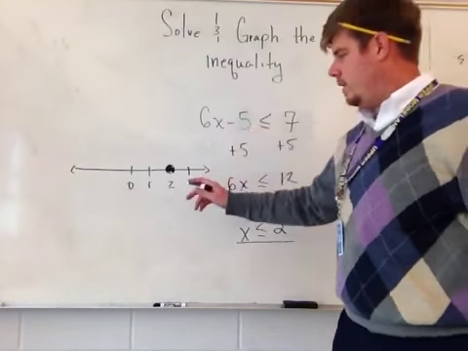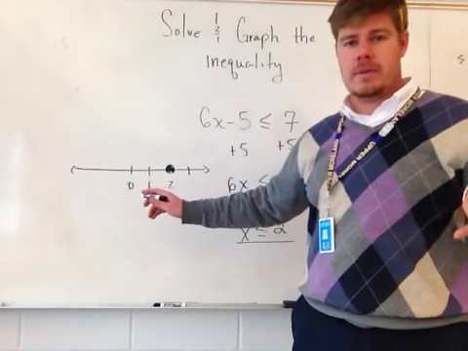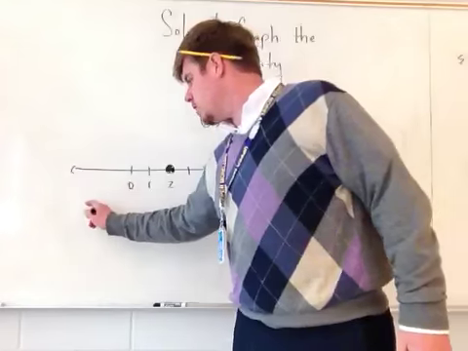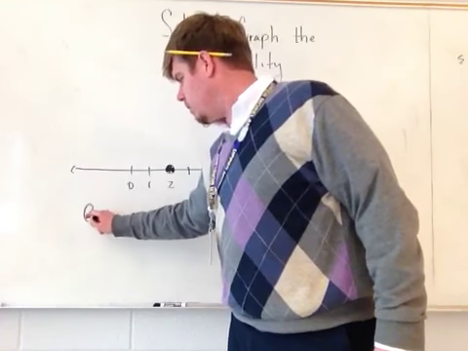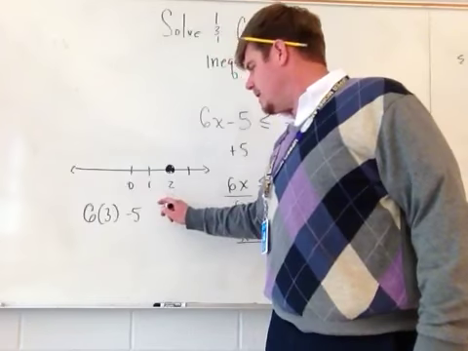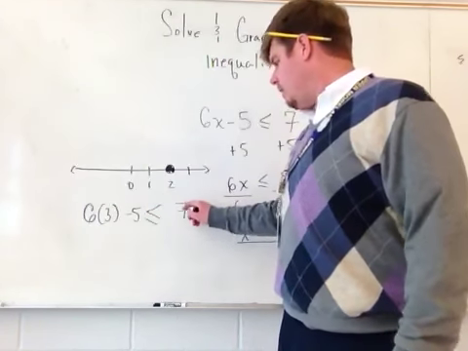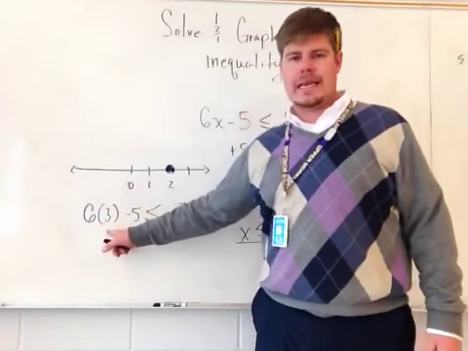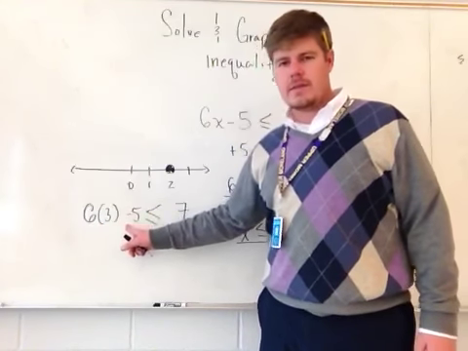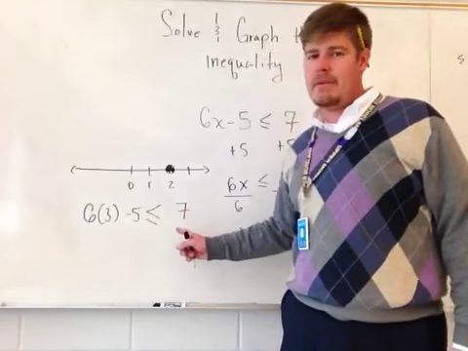So into my original equation, what I'm going to do is check, is this true? At the end, do I create something that is actually true? So here we go, 6 times 3 minus 5. Is that expression actually less than, or it could be equal to, 7? Well, 6 times 3 is 18. 18 minus 5 is 13. Is 13 actually less than 7?